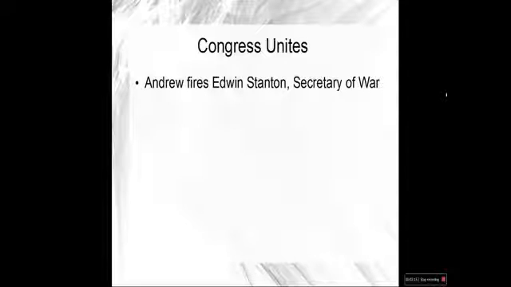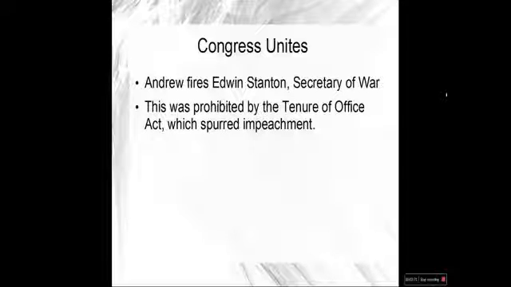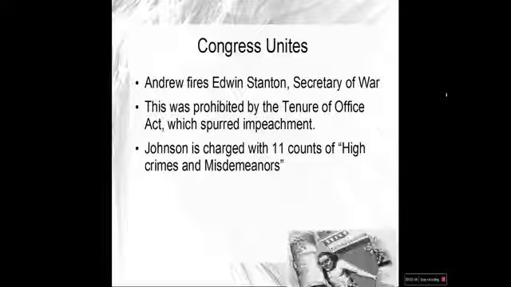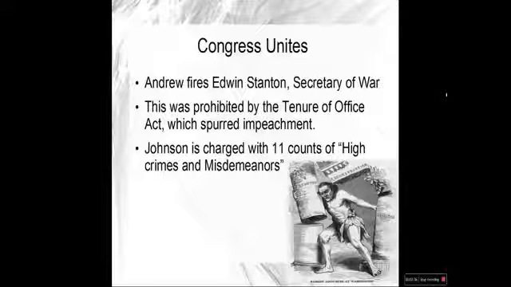He fired his Secretary of War, Edwin Stanton, although the Tenure of Office Act prohibited the U.S. President, without the Senate's consent, from dismissing any cabinet member he had appointed. Dispensing with the need for a bill of particulars, the House of Representatives voted to impeach the President. Later, they charged him with 11 counts of high crimes and misdemeanors, relating primarily to Stanton's dismissal.